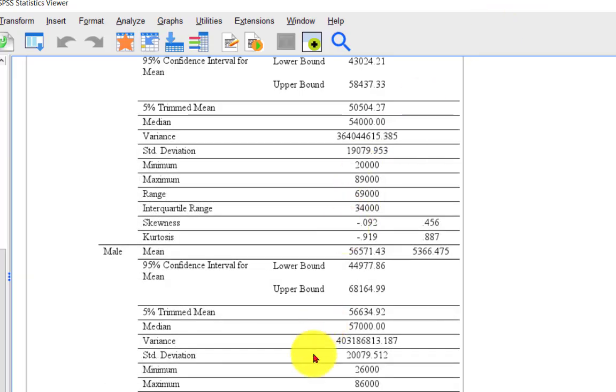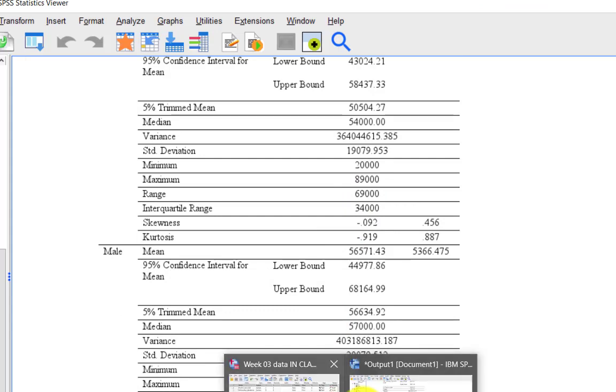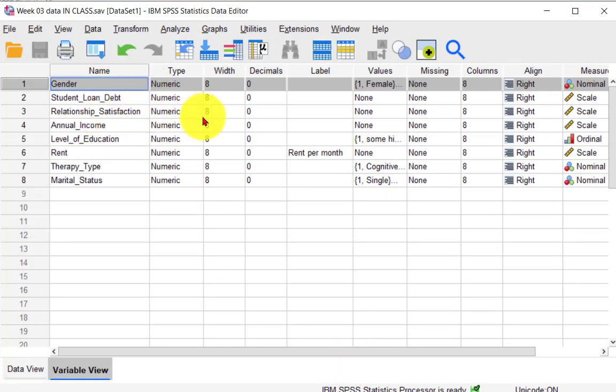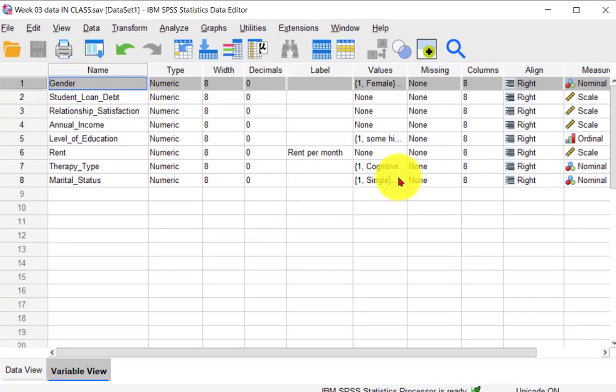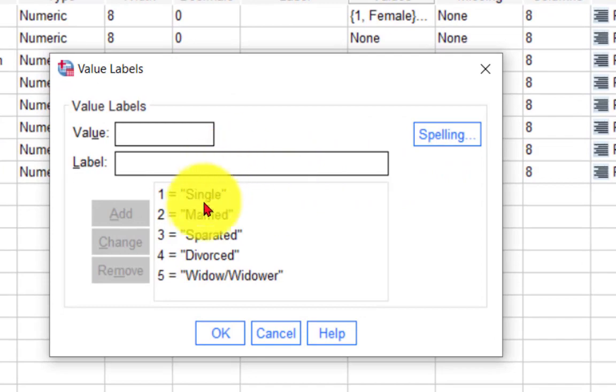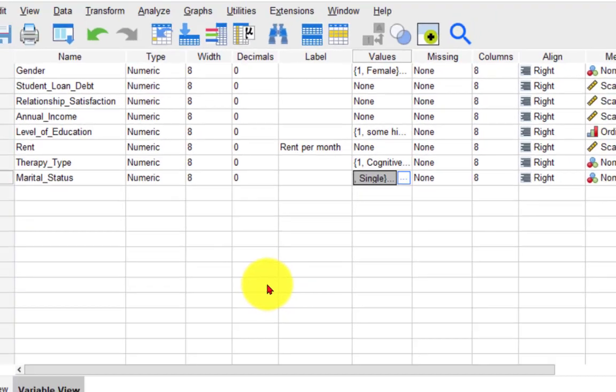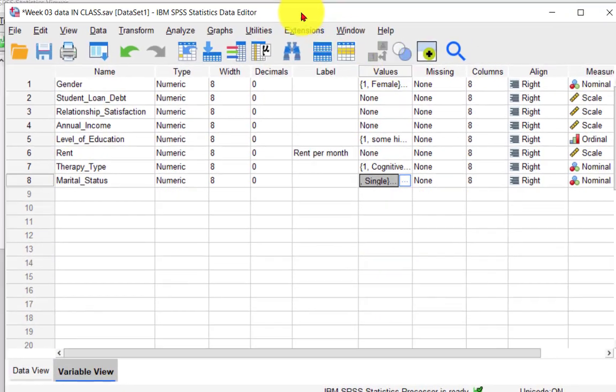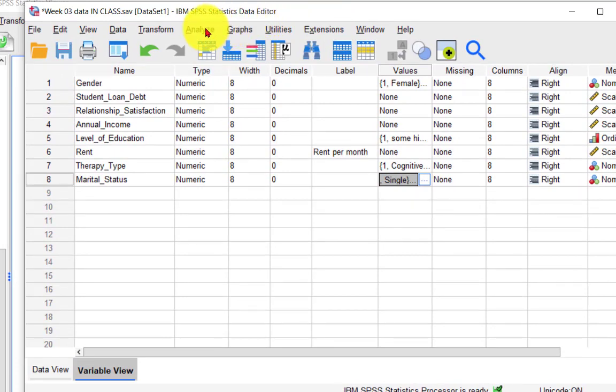So this is getting a little bit harder. We want to look at relationship satisfaction for each of the marital status levels. Let's find out how many there are. First of all, there's 5. 1, 2, 3, 4, 5. Okay. So we got different ways of doing that. Let's do it the way I did it before.